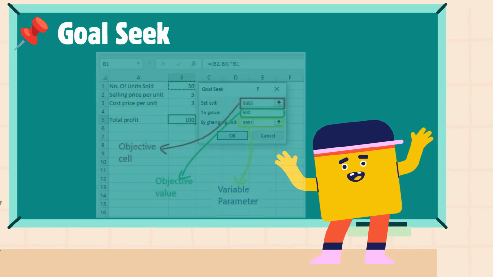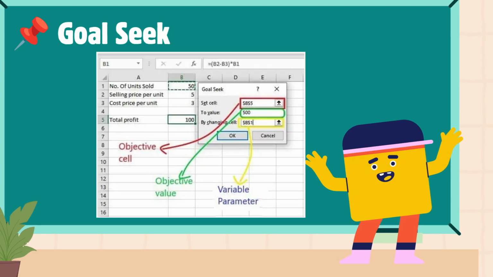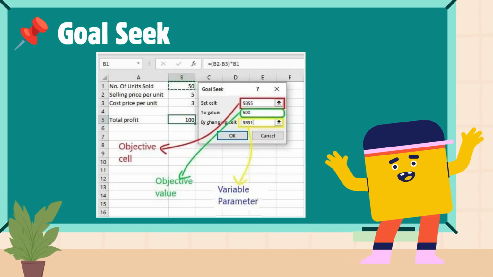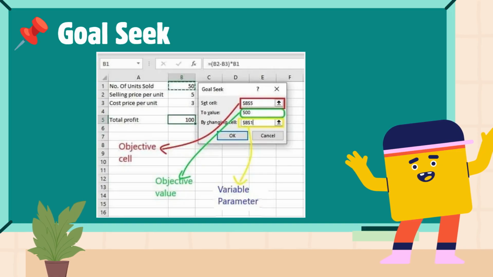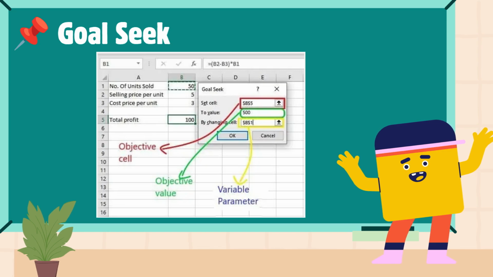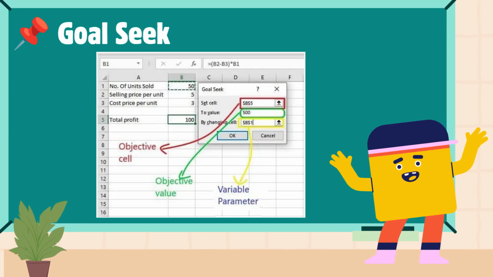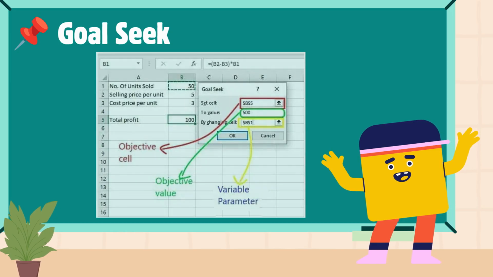So now let's understand by this picture. By goal seek, what we can do, there is a need of set cell, means which formula we have applied, and to value, means what is our requirement, and by changing which value we want the result. So this is all about it. Now we will learn with the help of the practical.